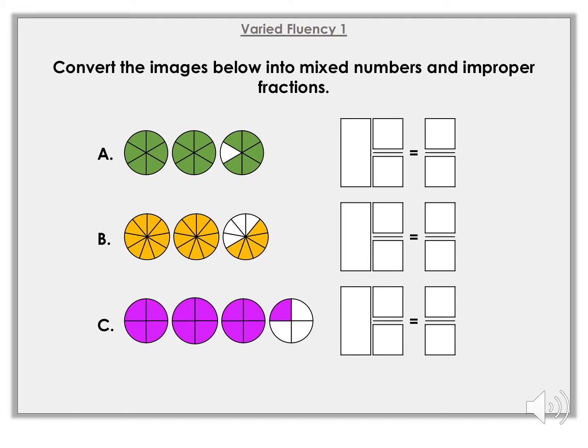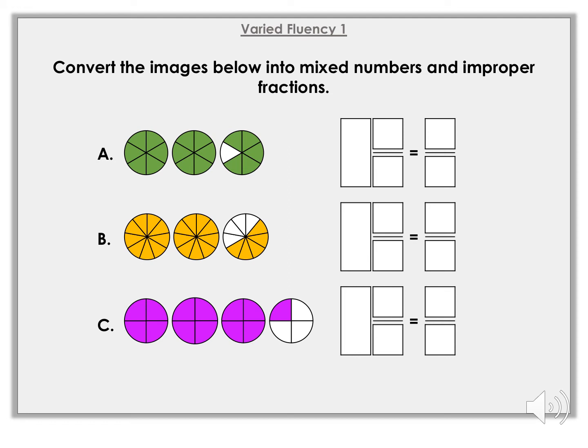Well, you could do it 2 different ways. You could count up all the little pieces. And if I count up 6, that's the first circle. 12, that's adding on another 6, the second circle. 6, 12, and count up the 13, 14, 15, 16, 17. I've got 17 little pieces out of 6. 17 sixths.